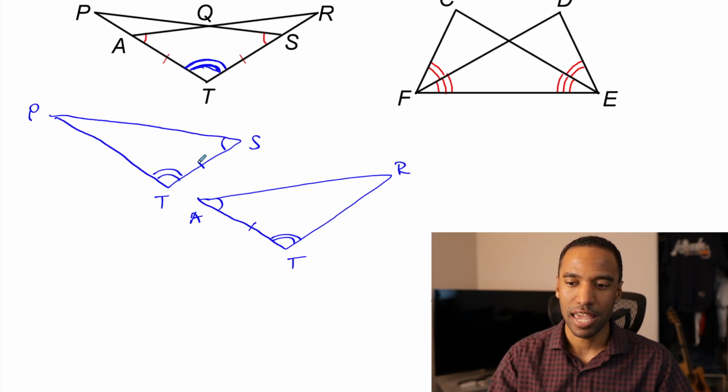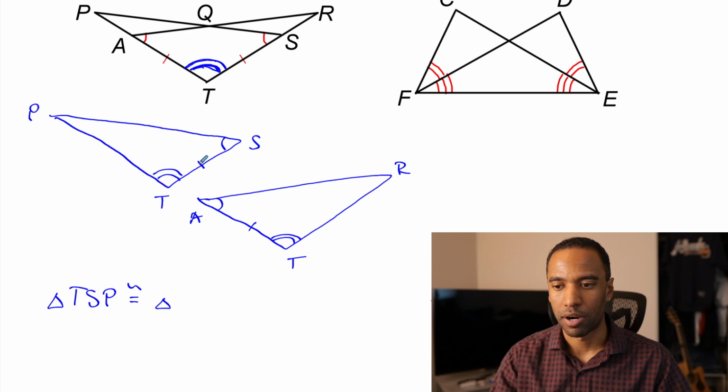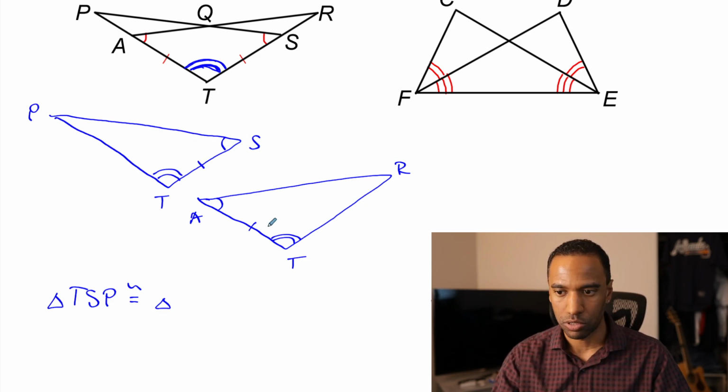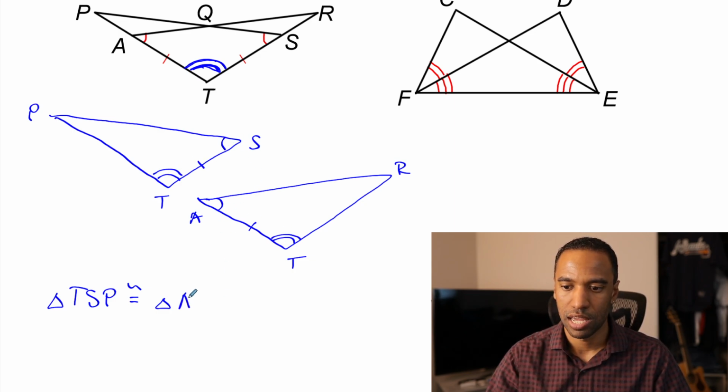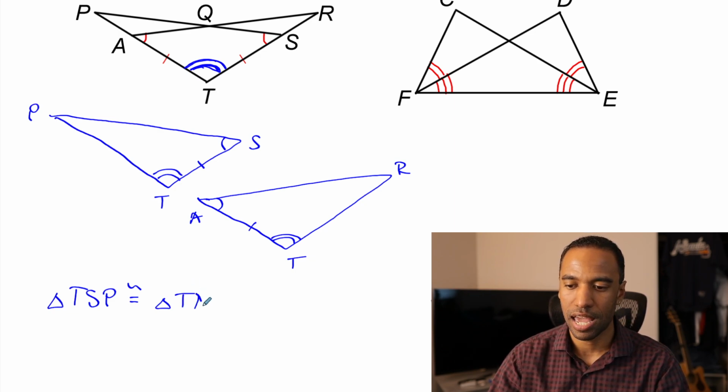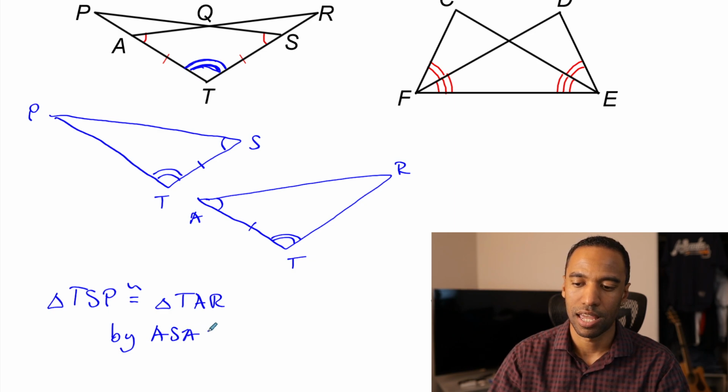Now here, this is angle side angle with angle side angle. I could say triangle TSP, teaspoon, is congruent to triangle, I went from double arc mark across single to single arc mark, double across single. So T, whoops, I'm writing an A. T-A-R. That is by angle side angle.